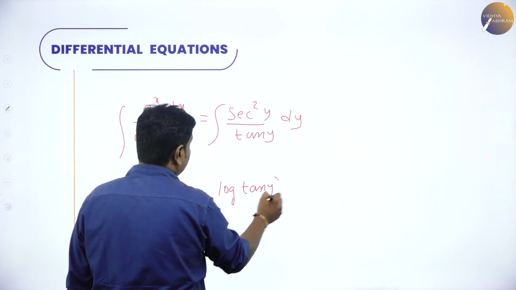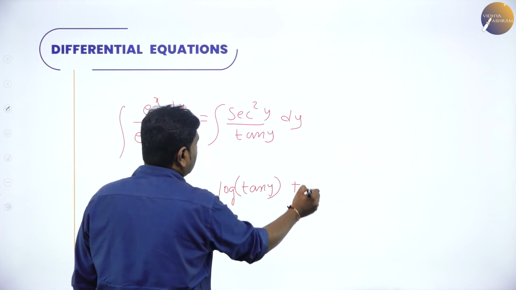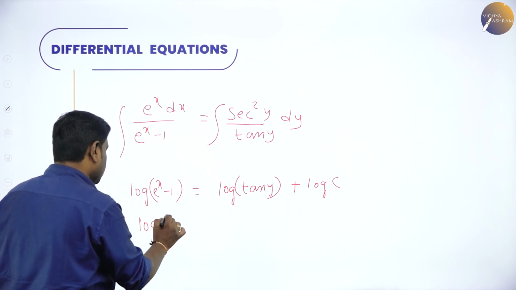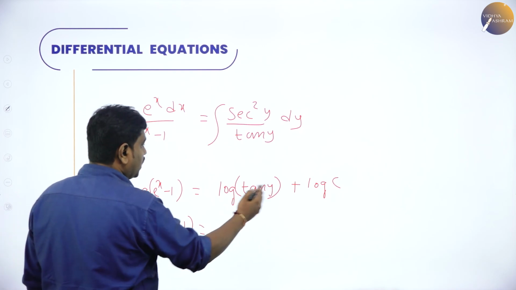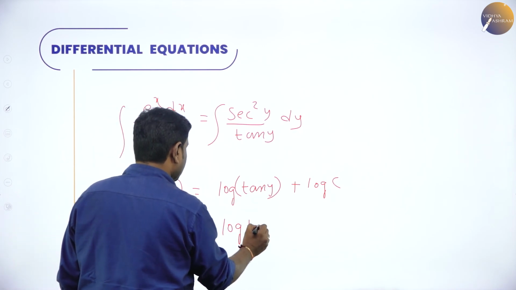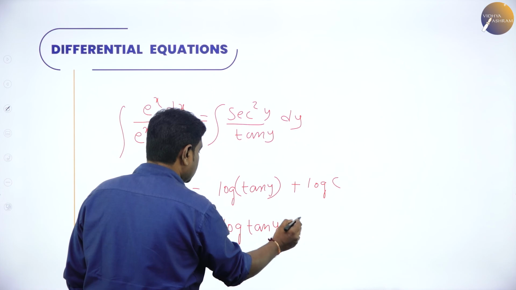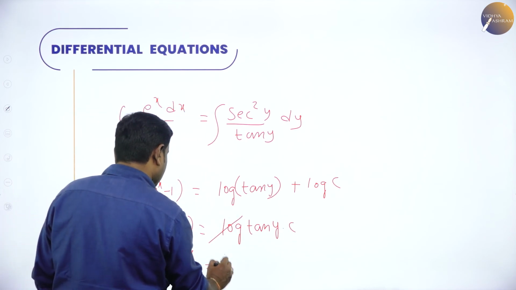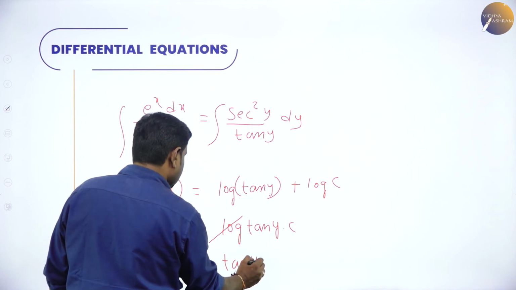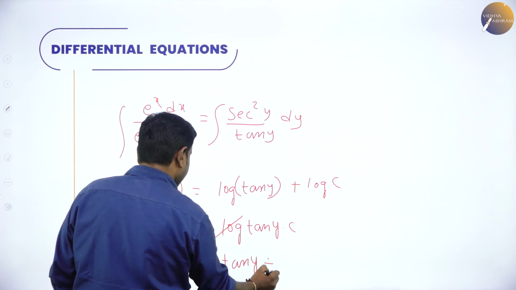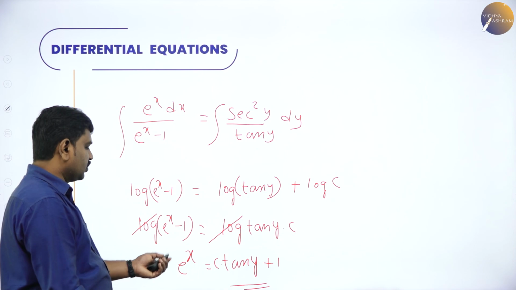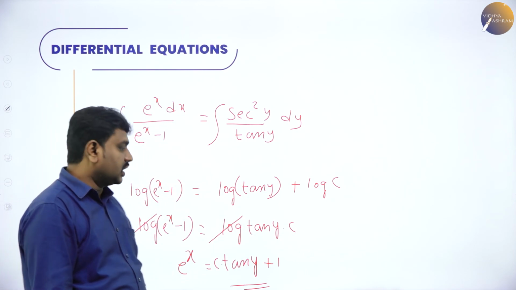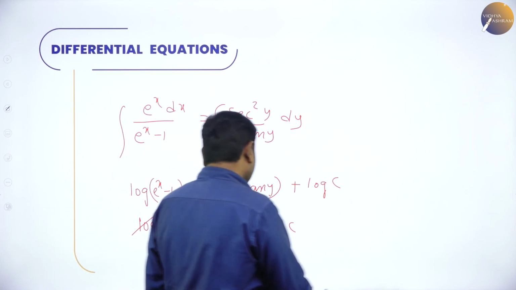I told you, you should not write plus c. If both are log, the constant in the answer is also log c. Now log of e power x minus 1 is equal to log a plus log b, which can be written as log a into b. It will become log of tan y into c. So log cancels. So the final answer is e power x minus 1 is equal to c tan y. Or you can rearrange however you want.